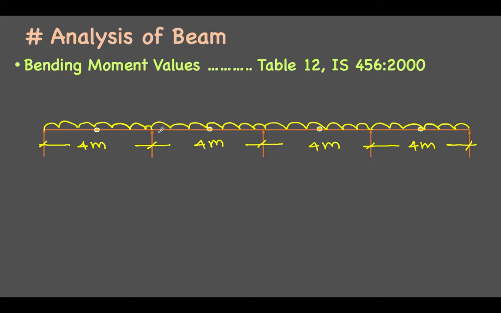Even when a span has combined loading, like uniformly distributed load and at the same time a point load, in that case also we cannot use table number 12. We have to use the moment distribution method or any other method. You can use the slope deflection method, flexibility method, stiffness matrix method, any method. But here, again I am repeating, since the span variation and loading variation are less than 15%, in that case we can use table number 12.